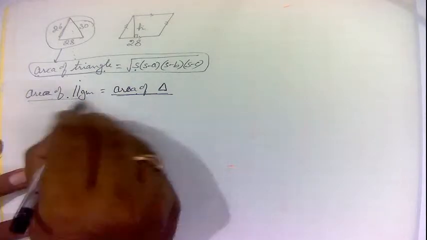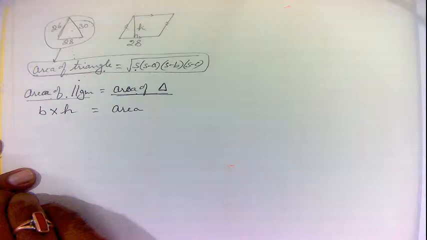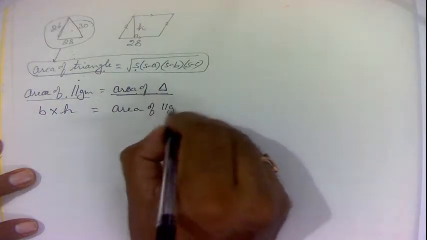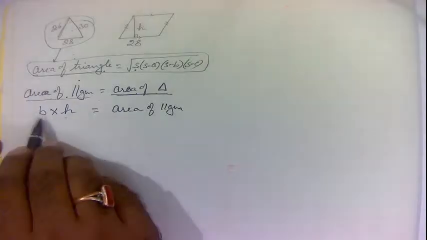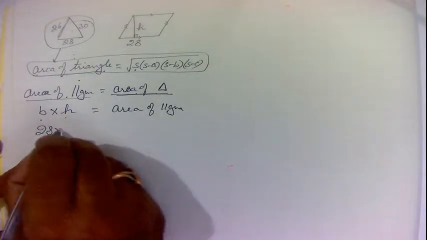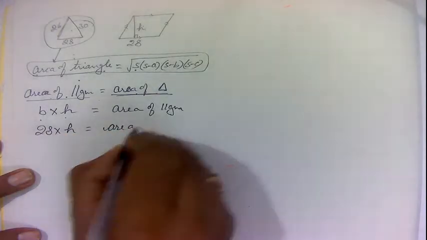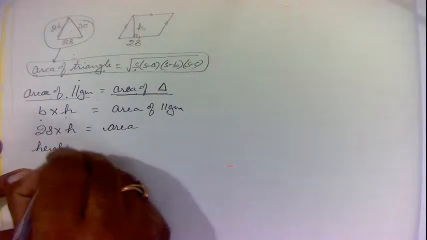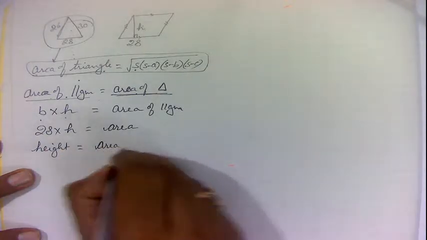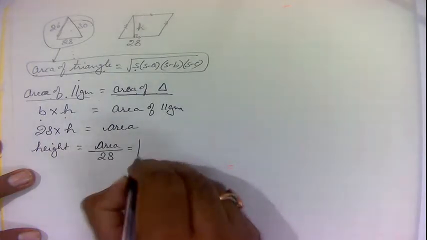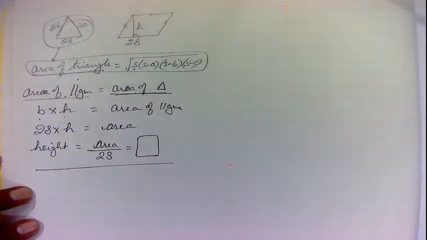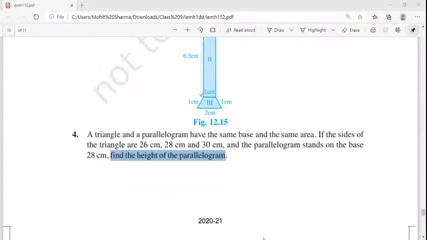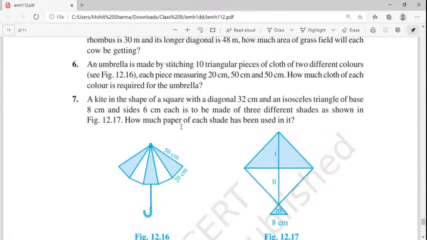Now we also know that the area of a parallelogram is base multiplied by height. What is the base of the parallelogram given? 28. So 28 multiplied by h equals the area, and the height will be equal to the area divided by 28. In this way you can calculate the height of the parallelogram. I hope you will do it yourself. Let's move towards the next question of this exercise.